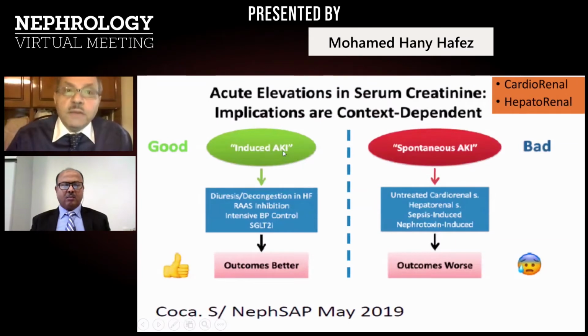Let's start by seeing which prognosis is better than the other. If you have an induced AKI, for example, by diuresis or by RAS inhibition or by SGLT2 inhibitors, usually the outcome is better. But if you have a spontaneous AKI, like what we see in the cardiorenal syndromes, the hepatorenal syndrome, sepsis, or the nephrotoxins, usually the outcome will be worse.